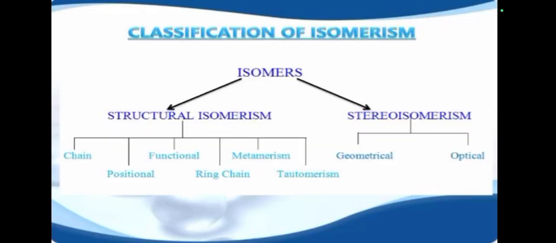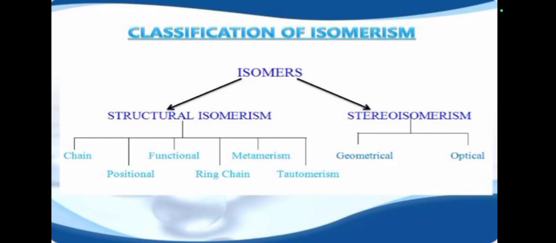Next we see the classification of isomerism. Isomerism is classified into two: structural isomerism and stereoisomerism. Structural isomerism is classified into six types. First one, chain isomerism. Second one, positional isomerism. Third one, functional isomerism. Fourth one, ring chain isomerism. Fifth one, metamerism. And sixth one, tautomerism. Second, stereoisomerism, is classified into two: geometric isomerism and optical isomerism.